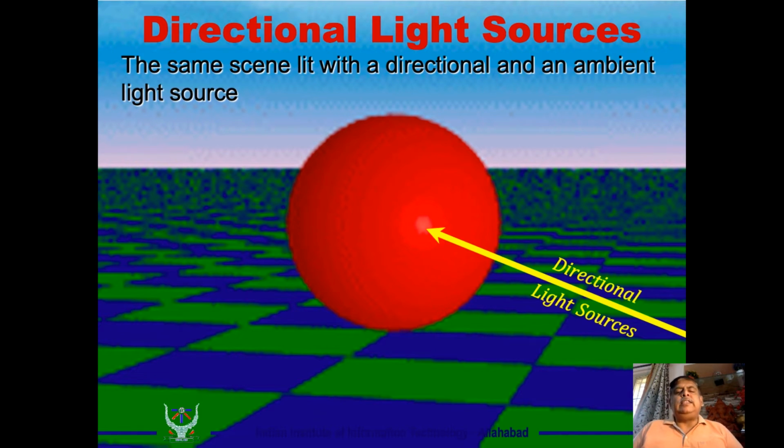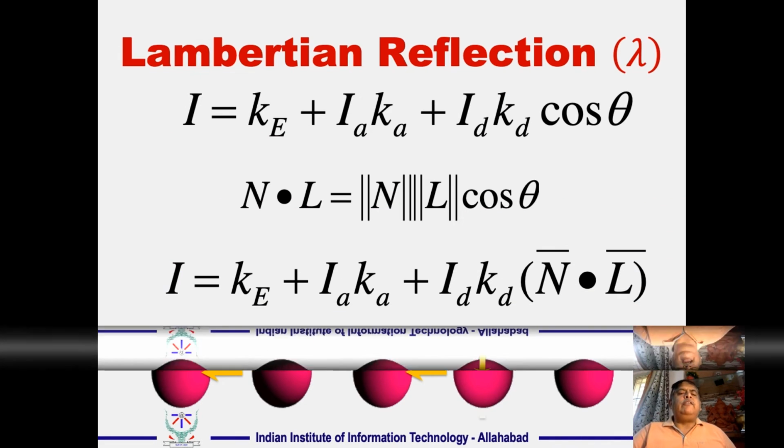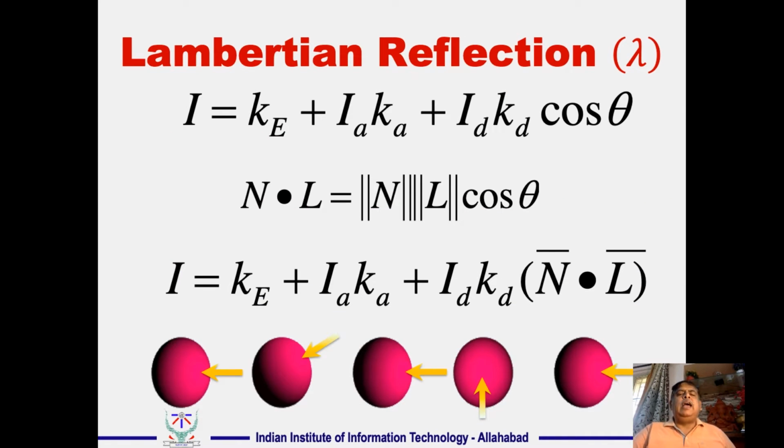In the previous case, this sphere looked like a flat circle. Now it shows a three-dimensional surface because of the shading effect coming from the cosine scattering of the Lambertian surface. So here I have now the third term added to my equation of intensity. I is equal to Ke plus Ia Ka plus Id Kd cos theta. Same thing, I could write it with the dot product.